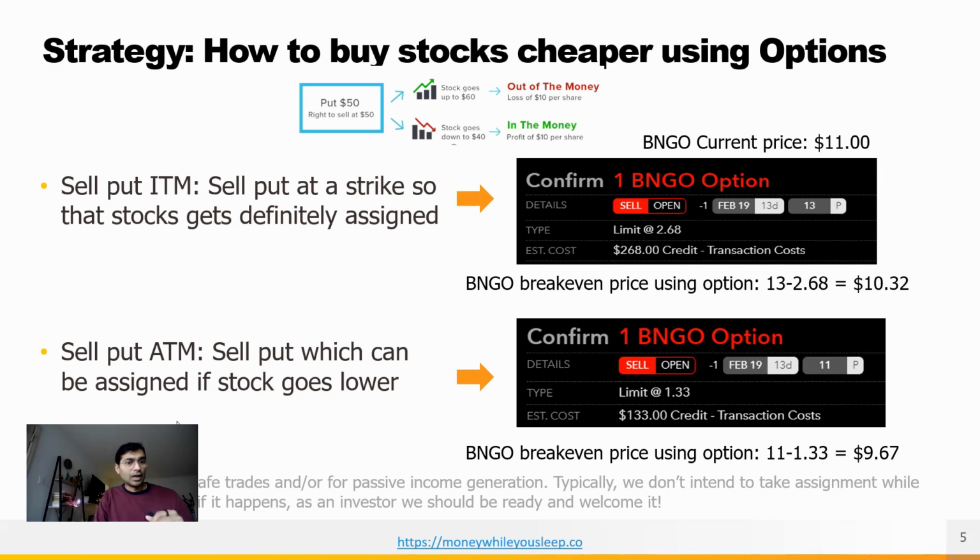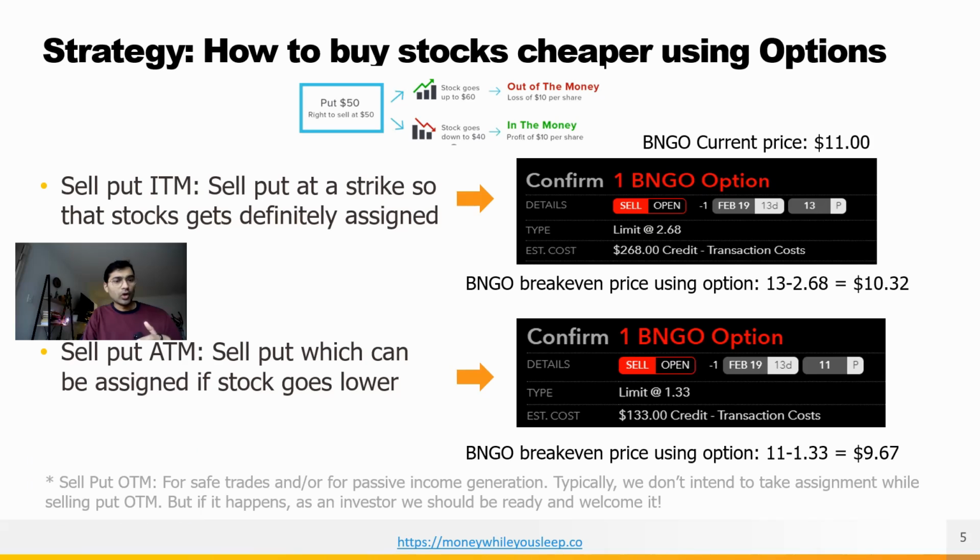Having said that, a lot of people might have a question about out of the money, OTM. So OTM is also a good strategy. However, if you are looking for buying stocks cheaper using options, OTM may not work because your strike price is going to be a bit away from your actual stock price. So the stocks are not going to be assigned to you.